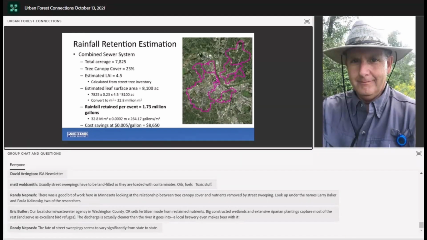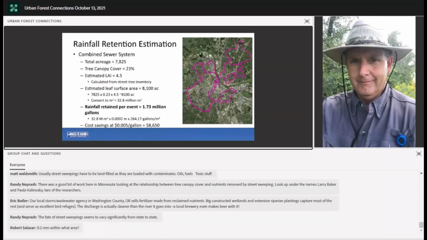I wanted to share a little bit about how we're using some of these numbers here in Nashville, looking at our combined sewer system. Our combined sewer system around the downtown area is almost 8,000 acres. We have done tree canopy studies, and the most current tree canopy cover number is about 23% in this combined sewer system. Using our street tree inventory, we were able to estimate the leaf area index, which talks about the volume of canopy cover we have, and we estimate that to be about 4.5.